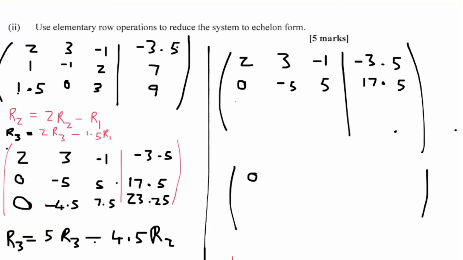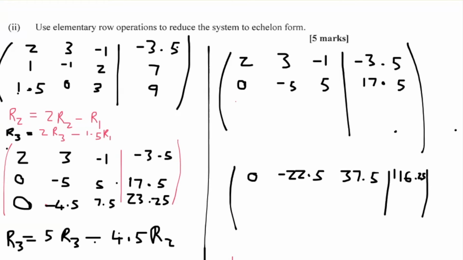0 times 5 is 0. 5 times negative 4.5, that will give me negative 22.5. 7.5 being multiplied by 5, that will give me 37.5. Now multiplying 23.25 times 5, that will give me 116.25.